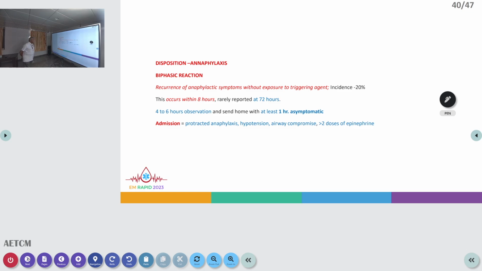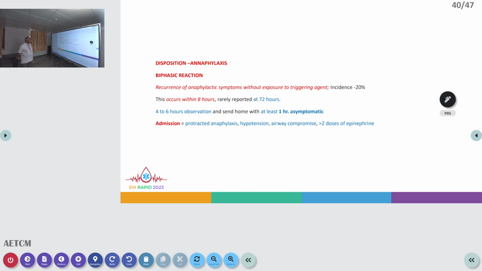And disposition of anaphylaxis. Before disposing of the patient, keep in mind another complication, biphasic reaction. What is biphasic reaction? This is a recurrence of the anaphylactic symptoms after a gap of normalcy. This may occur within 8 hours. Sometimes it may be delayed even up to 72 hours. So don't be satisfied that the patient is all right with your treatment. Always remember biphasic reaction.